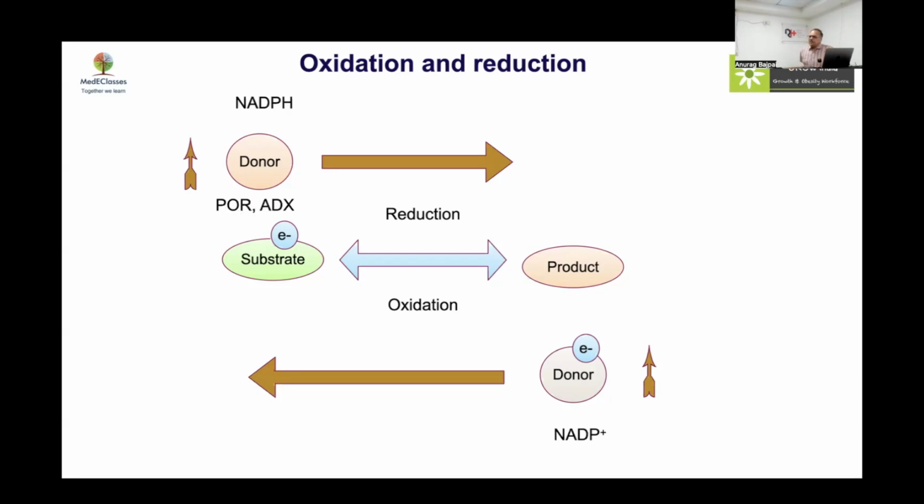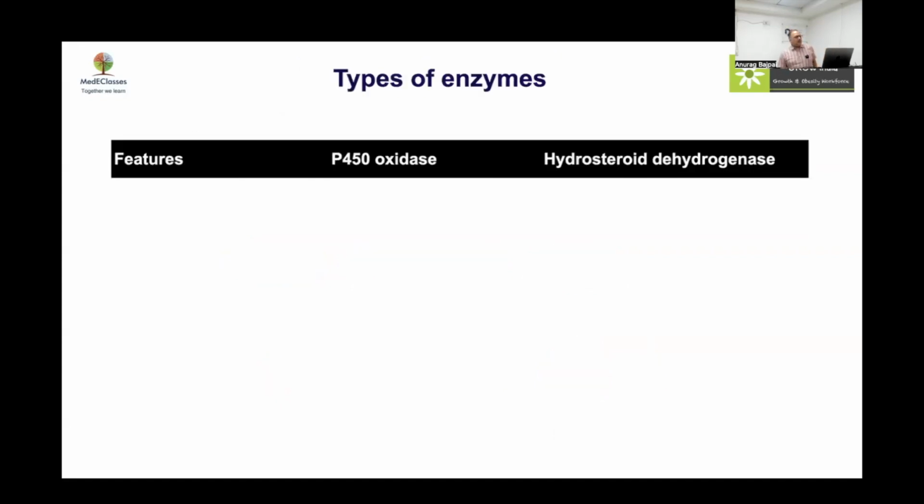There are other donors as well. I talked about two in particular: POR, which is predominantly there in the endoplasmic reticulum, and ADR or adrenodoxin reductase, which is there in the mitochondria. Now there are two types of enzymes. One is the P450 oxidase and the other is the hydroxysteroid dehydrogenase. What's the major difference between the two?